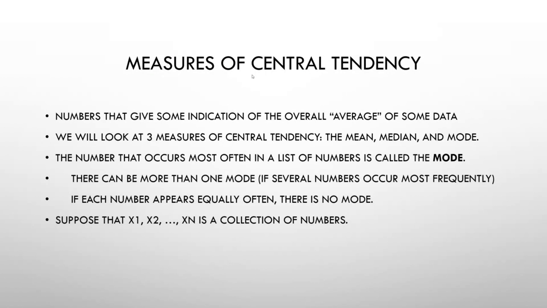Suppose that x1, x2, and so on out to xn is a collection of numbers. To find the mean, and we're going to call the mean x bar, we just add up x1 plus x2 out to xn, and we divide by n. Okay? n is the amount of numbers that we have.